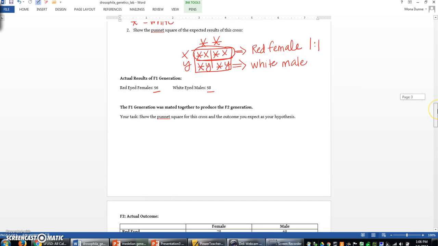Let's keep going here. So it says the F1 generation was mated together. So we're going to take these males and females and mate them together. So go ahead and take those female children and the male children and mate them together. Pause the video and do the Punnett square.